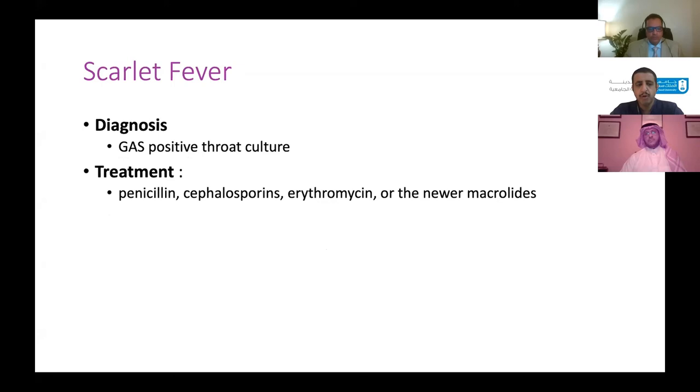Diagnosis will be clinical when you are seeing it, but to confirm your diagnosis, we can use a group A strep culture, throat culture, and we can also do a rapid antigen test, a quick test that can give you a result soon. And if you see the full picture, you probably don't need to confirm; it will be a clinical diagnosis. Penicillin is still the most effective treatment and still the first choice of treatment.